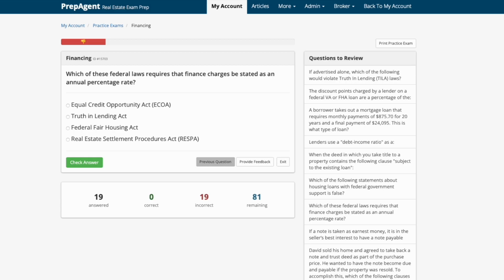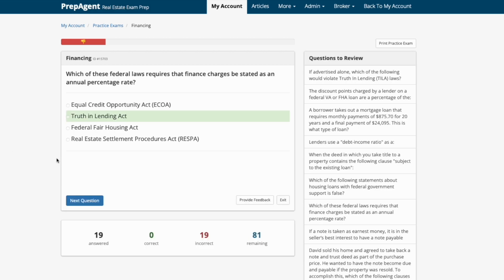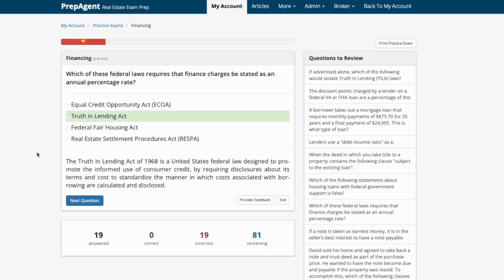Which of these federal laws requires that finance charges be stated as an annual percentage rate? Equal Credit Opportunity Act, Truth in Lending Act, Federal Fair Housing Act, or Real Estate Settlement Procedures Act. Truth in Lending Act. The Truth in Lending Act of 1968 is a United States federal law designed to promote the informed use of consumer credit by requiring disclosure about its terms and costs, to standardize the manner in which costs associated with borrowing are calculated and disclosed.